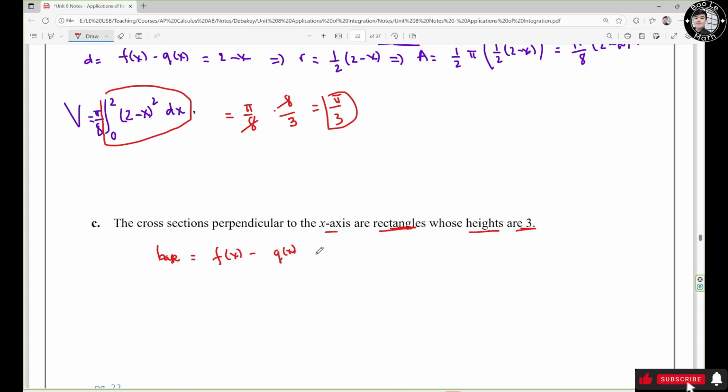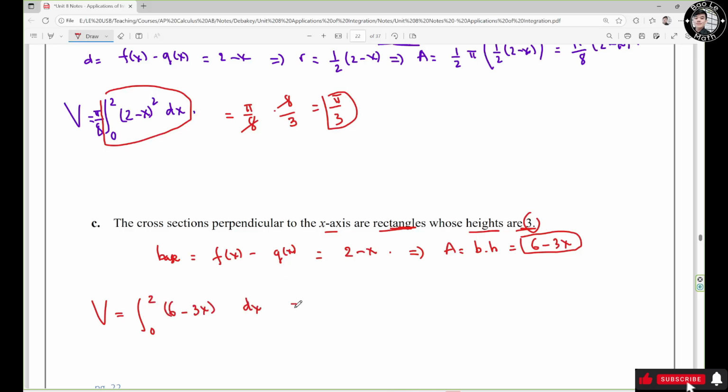Keep in mind the top subtract the bottom is still 2 minus s, right? Then you have the error is base times height. The height is 3 right here, right? So I multiply this one, it's going to be 6 minus 3s. The volume should be the integral from 0 to 2 of 6 minus 3s ds, right?